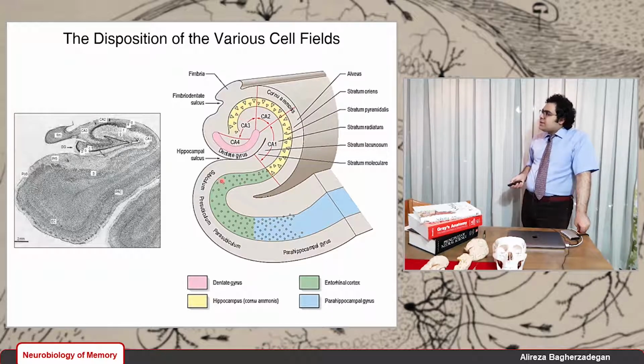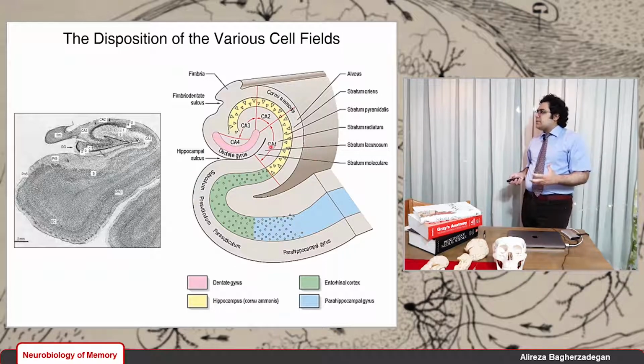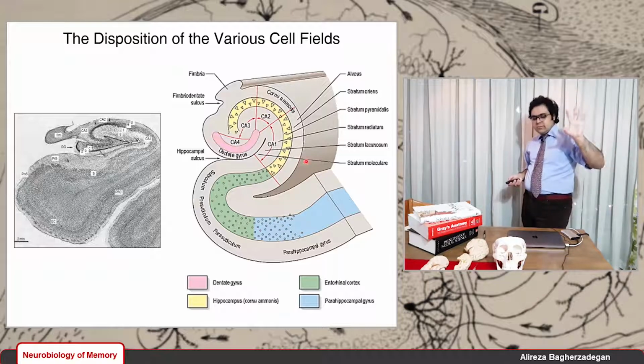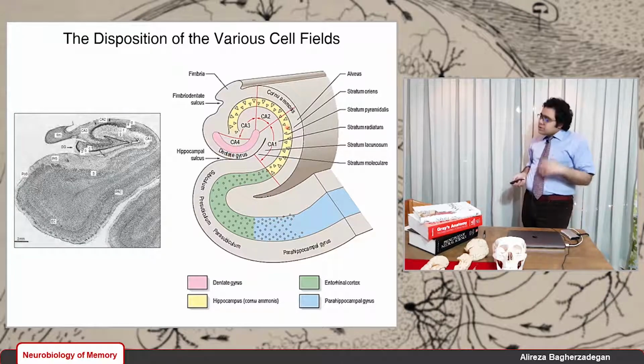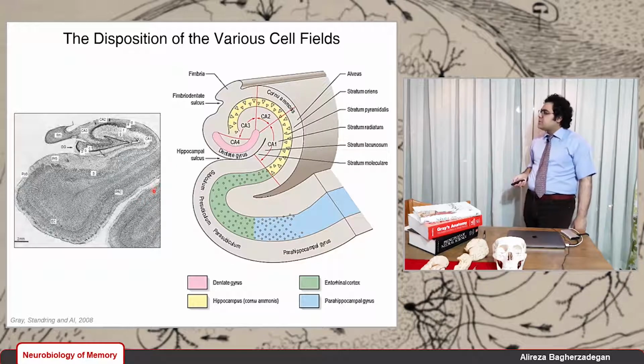The reason I'm not explaining a lot about these areas is because I'm going to explain the synaptic circuits and the molecular circuits of the hippocampus in the last lecture, so I'm just going to save it for that lecture. I just want to give you a very general view of the hippocampus and its structures. Okay.